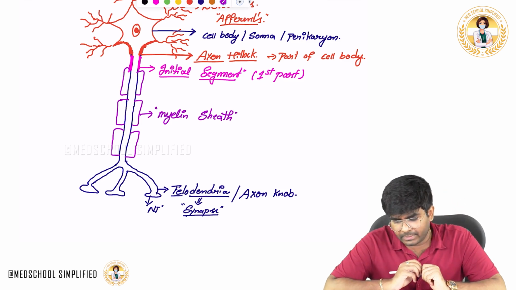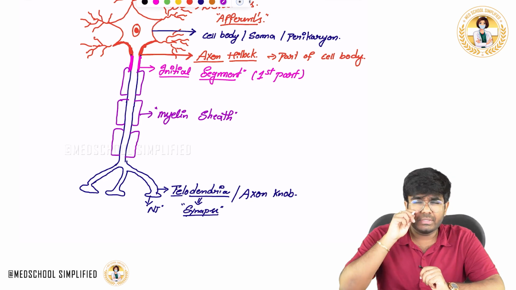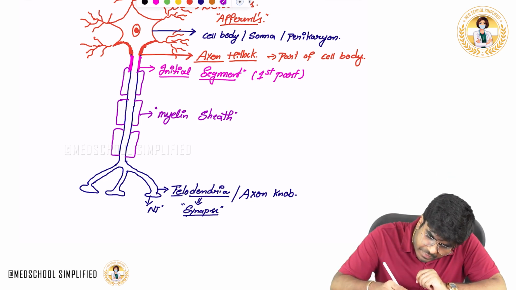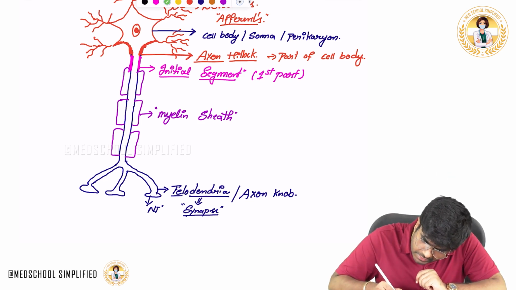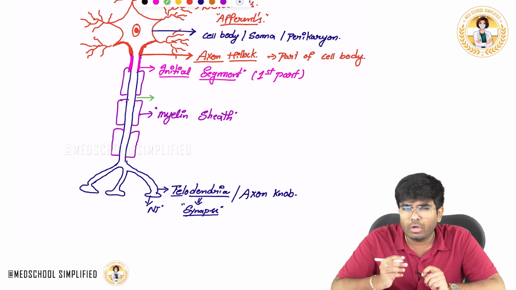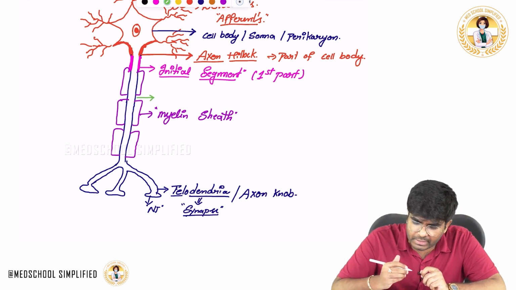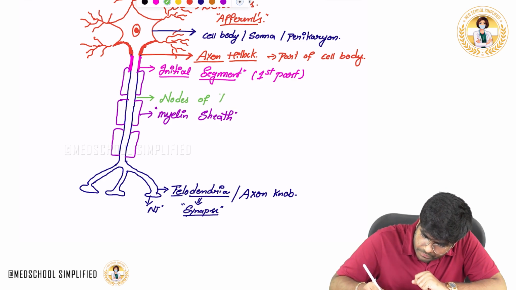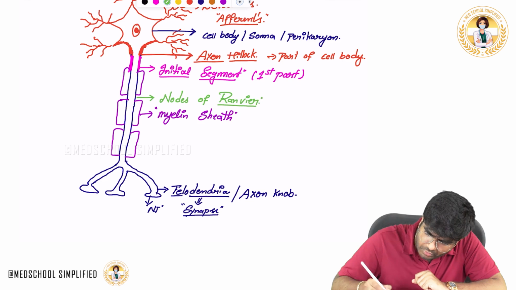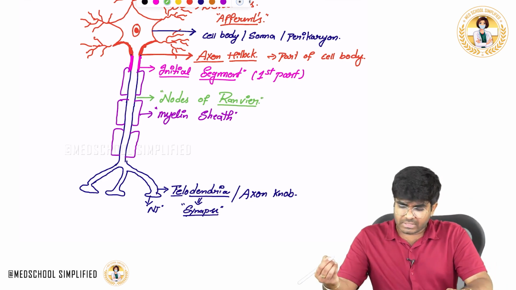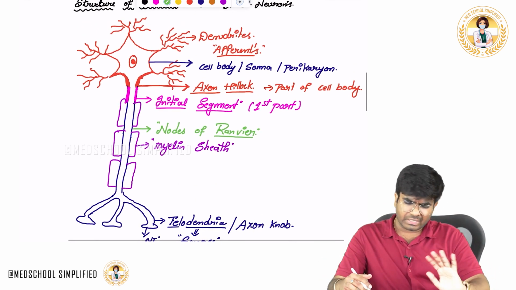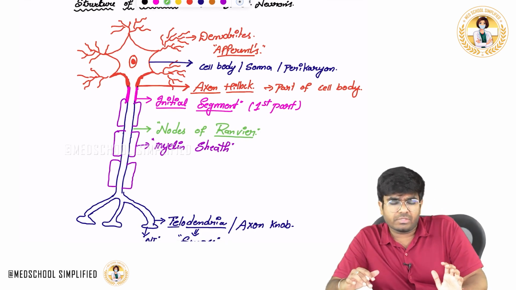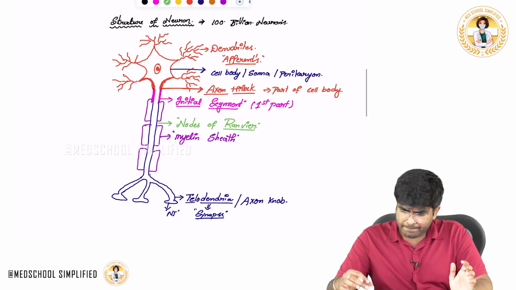Next, in between these myelin sheaths, there are these gaps present. Small gap, 1 micrometer gap. This gap is called the nodes of Ranvier. So these are some important points which I want you to know, just the basic terminology.